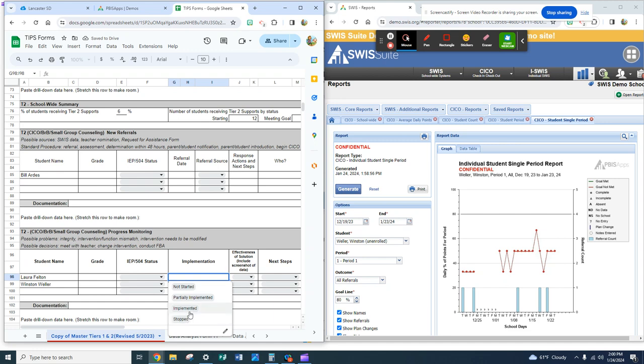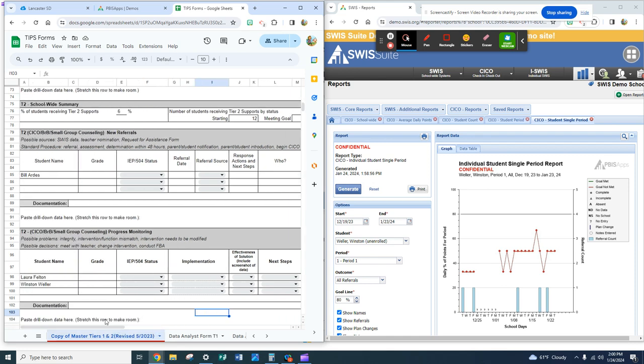Was it partially implemented? Was it completely implemented? Was it stopped? What happened? How effective was it? This is all meeting stuff. Did it get worse? No change, not a goal, goal met. Next steps. So probably continue the intervention would be a good idea.